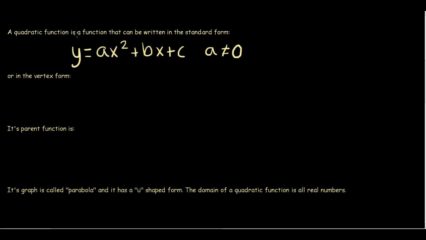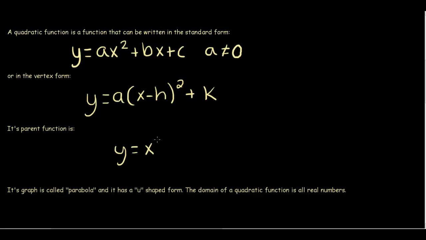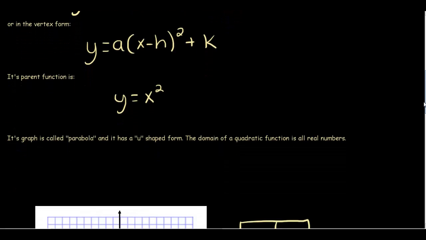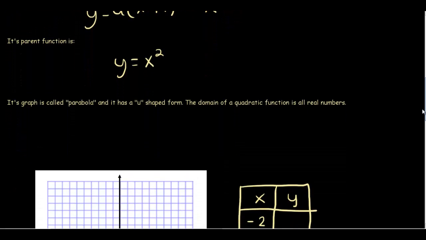There is another form to write a quadratic function, and that is the vertex form. And it is y = a(x - h)² + k. The parent function of a quadratic function is y = x², and the graph is called a parabola, and it has a U-shaped form.